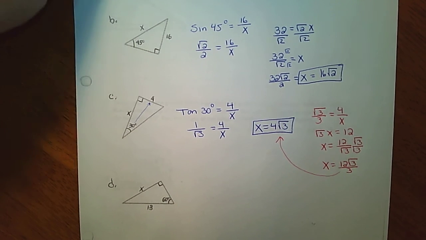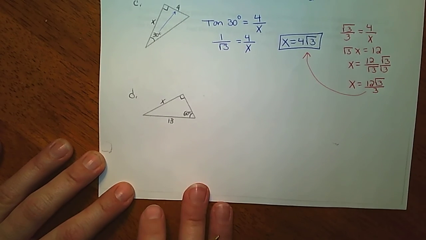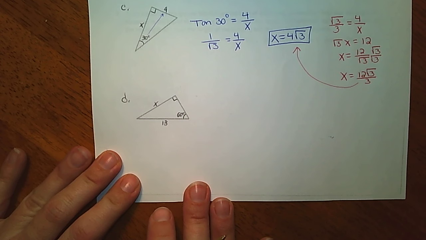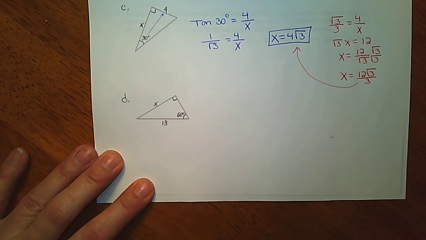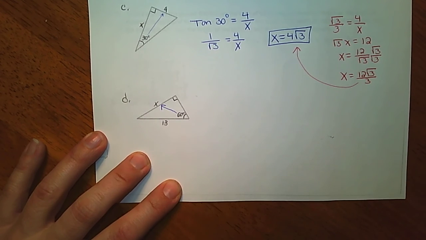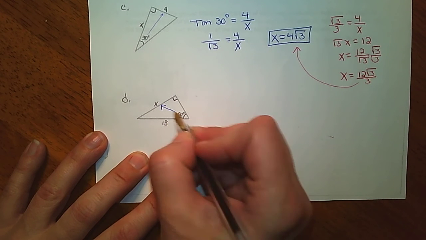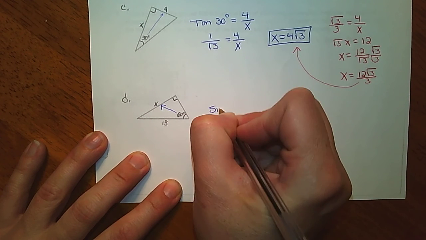Now, finally, you should be able to do the last one all on your own. So take a minute, pause the video, and do this last question. Okay, now I'm hoping you paused the video. X is opposite the 60, and 13 is the hypotenuse. So opposite hypotenuse is sine once again.